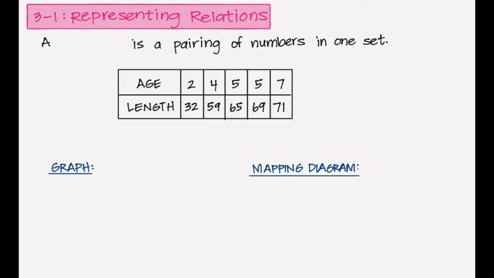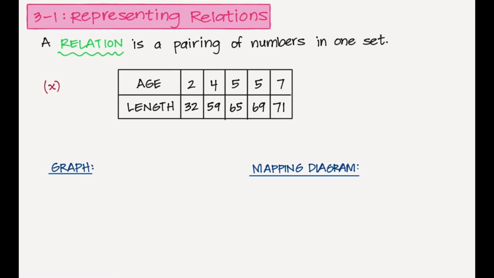Hello class, this is lesson 3-1 about representing relations. So to begin, let's talk about a relation. It is simply a pairing of numbers in one set. So you might think of coordinates, but here we're comparing age and length. So it could be the age of a child and maybe the length of their arms or something.